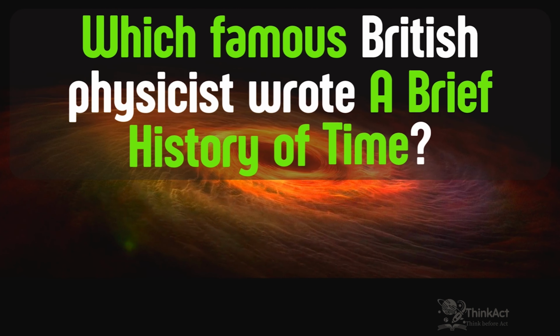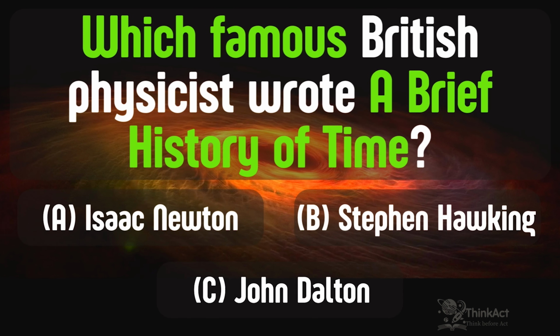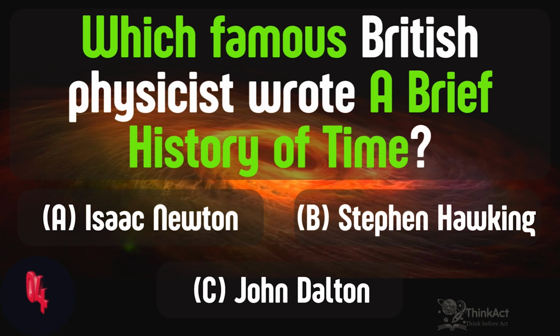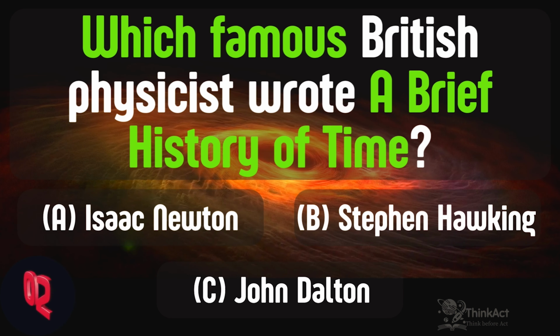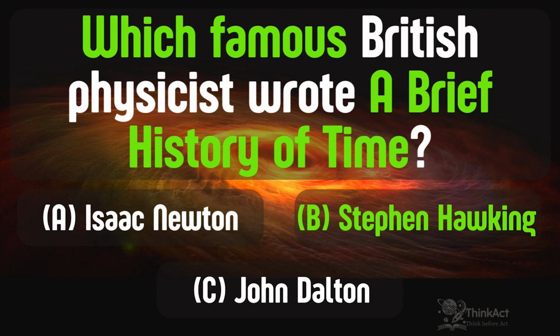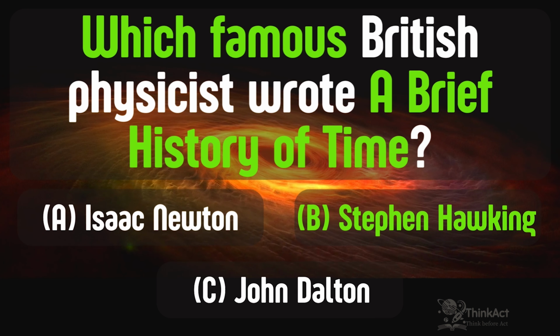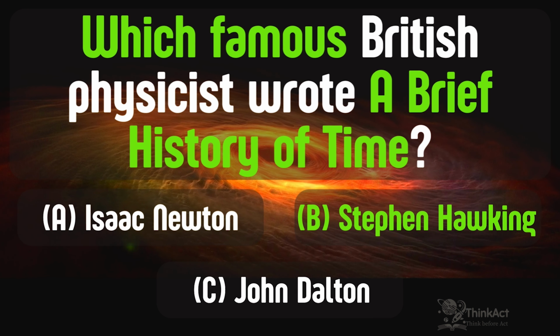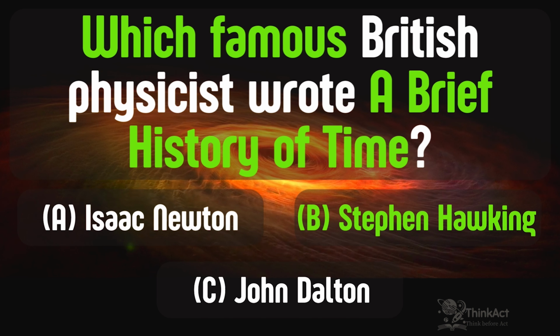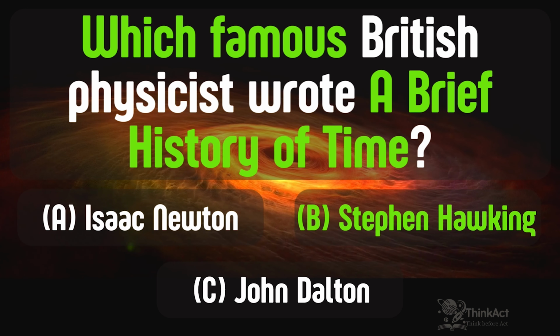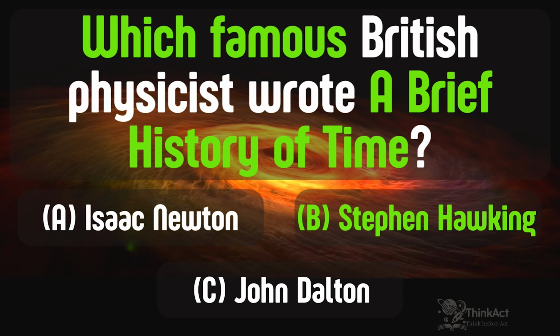Which famous British physicist wrote A Brief History of Time? The answer is option B, Stephen Hawking. A Brief History of Time, From the Big Bang to Black Holes, is a book on theoretical cosmology by English physicist Stephen Hawking. It was first published in 1988.